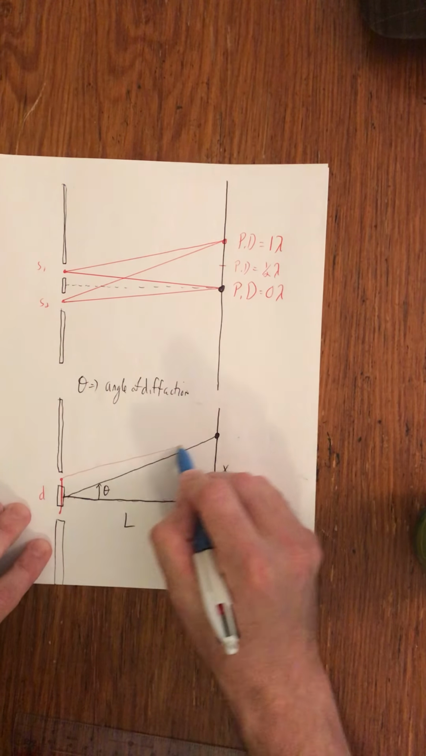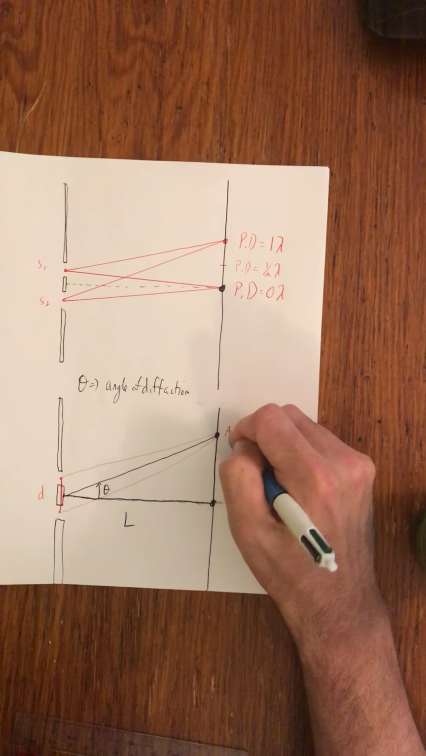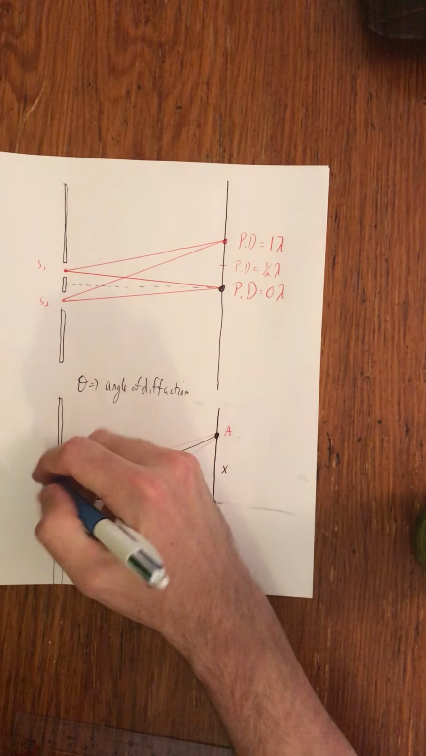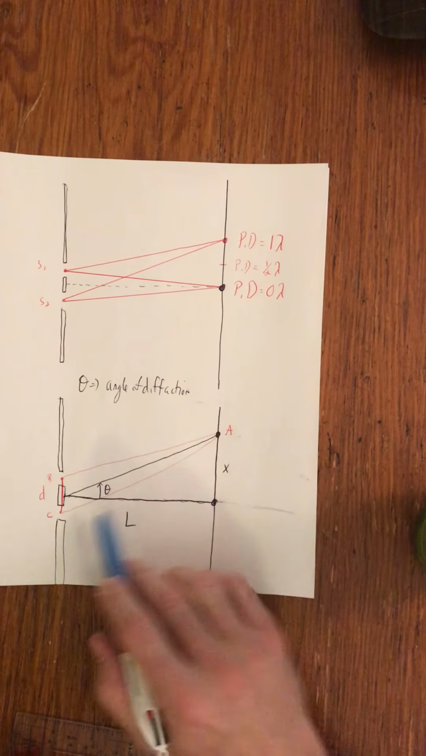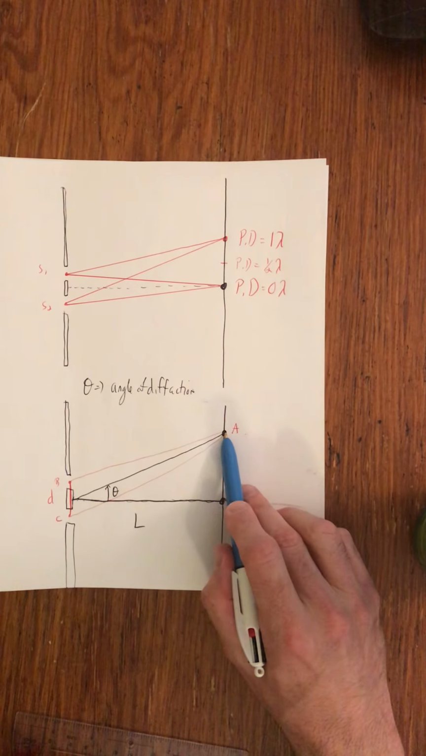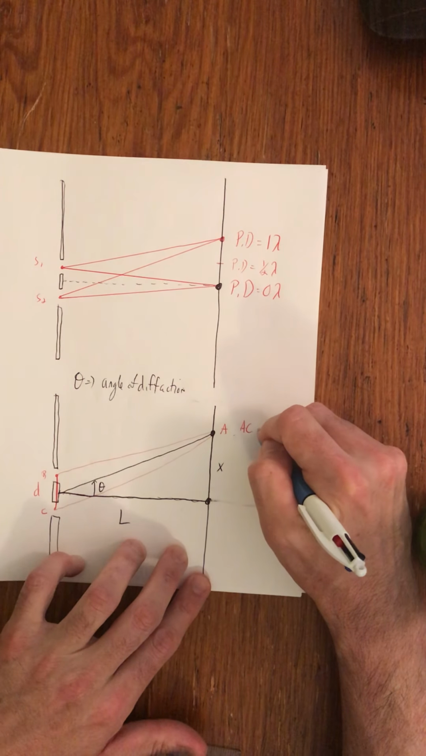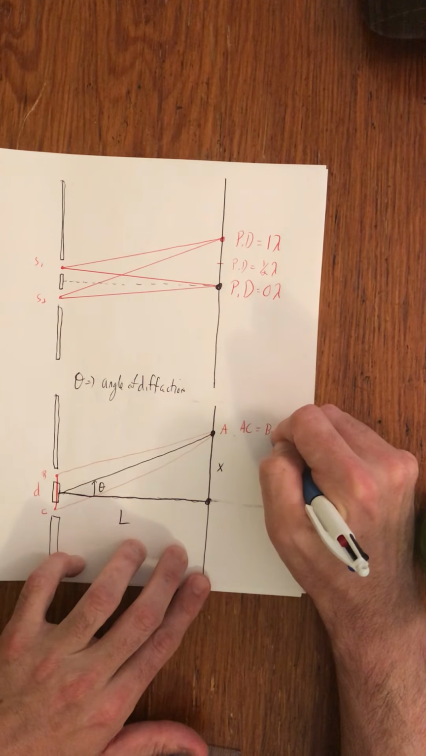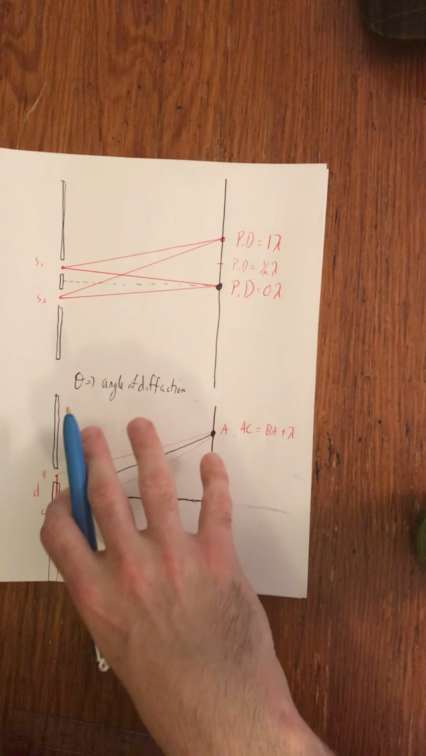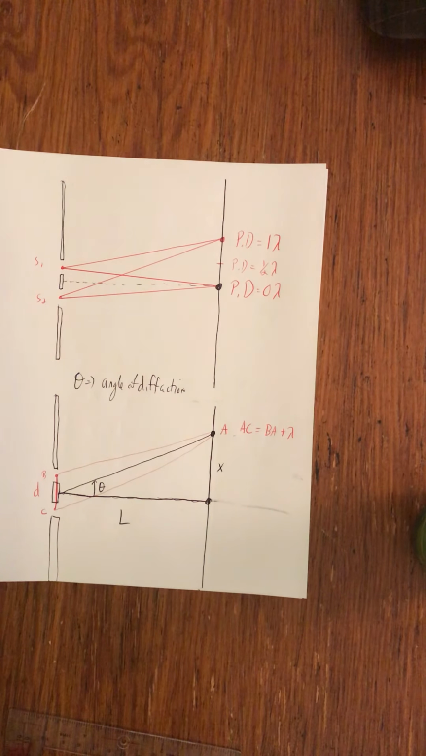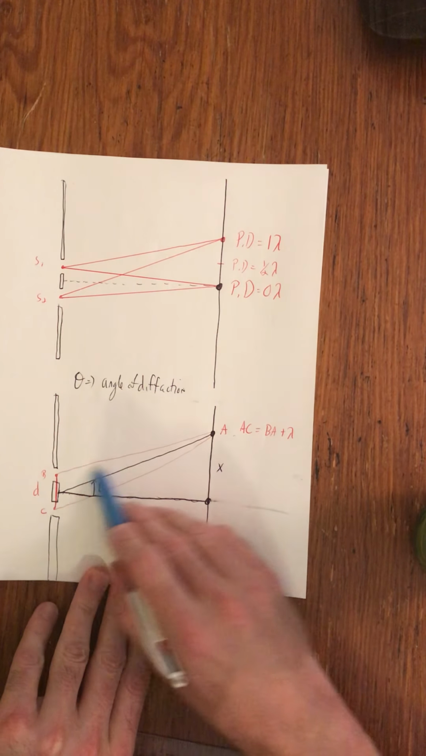Now we know, let's call this point A. We'll call this B and this is C. So the distance from B to C is D. We also know that A to B and A to C have a relationship. The distance from A to C is equal to the distance from B to A plus 1 wavelength. That's the definition of where this is. By the way, this derivation I'm doing, you don't need to know it. I just feel I need to show it to you. So this is exactly 1 wavelength longer than that.